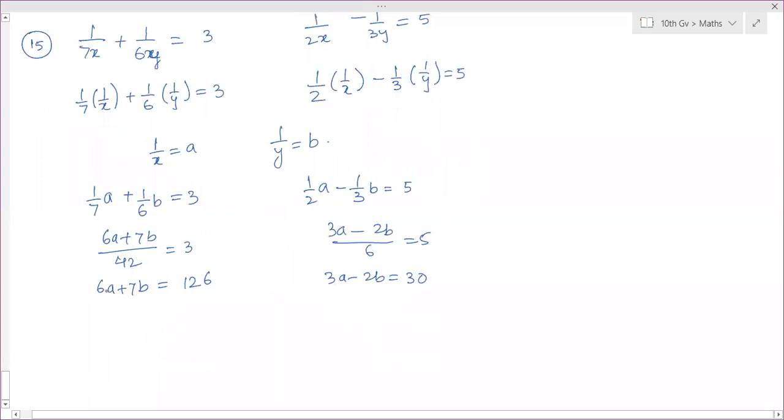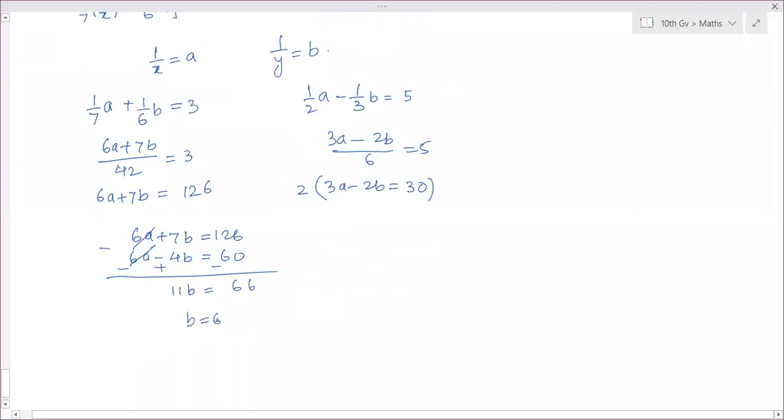So this is 6a and here it is 3a. So we have to multiply this equation with 2. First equation: 6a plus 7b is equal to 126. Second equation will be 6a minus 4b is equal to 60. Subtract now, minus plus minus. This gets cancelled. 7 plus 4 is 11b. This is equal to 66. So b is equal to 6.